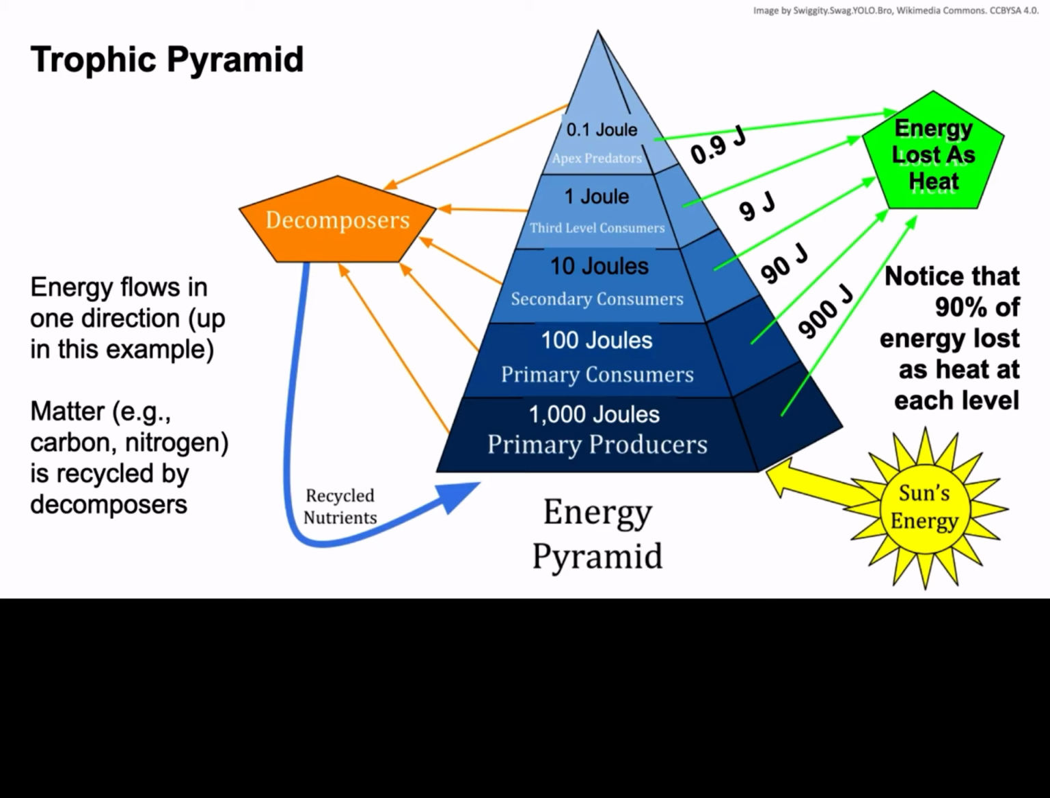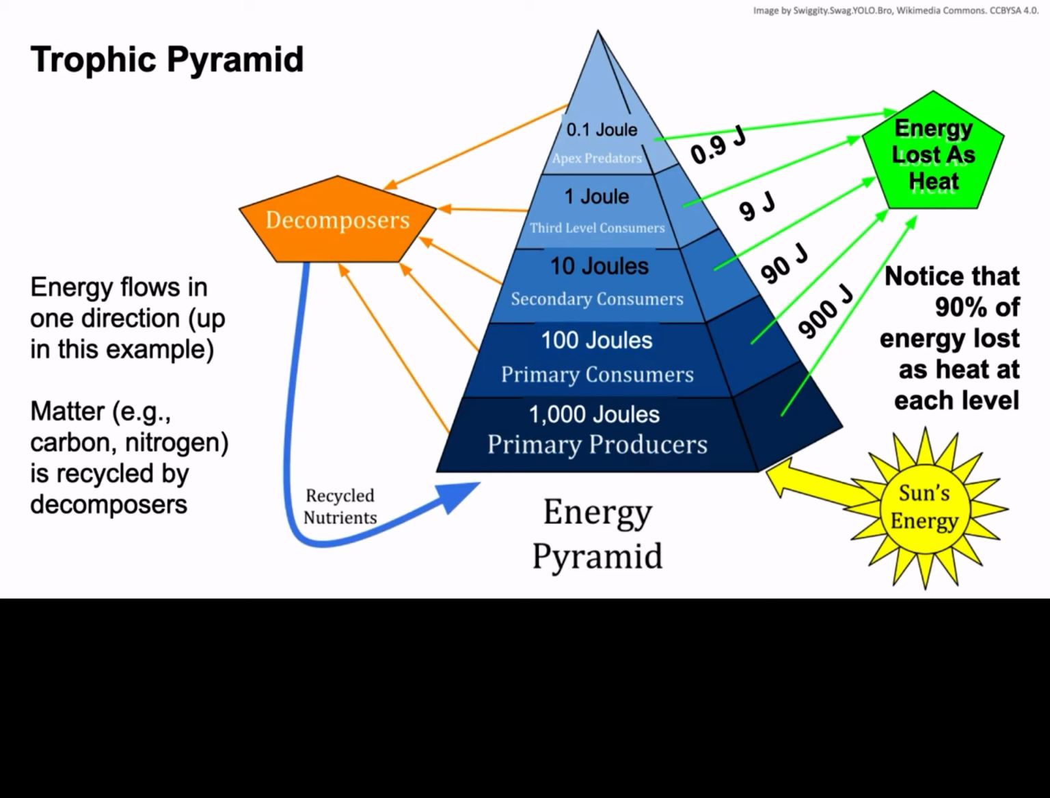Notice that as you move up the pyramid, energy transfer is extremely inefficient. On average, only 10% of the energy in a trophic level is passed up to the next trophic level. In the example above, we can see this as the total energy in a trophic level goes from 1000 to 100 to 10 to 1 and finally to 0.1 joules as we move up the pyramid. This is the second law of thermodynamics in action.